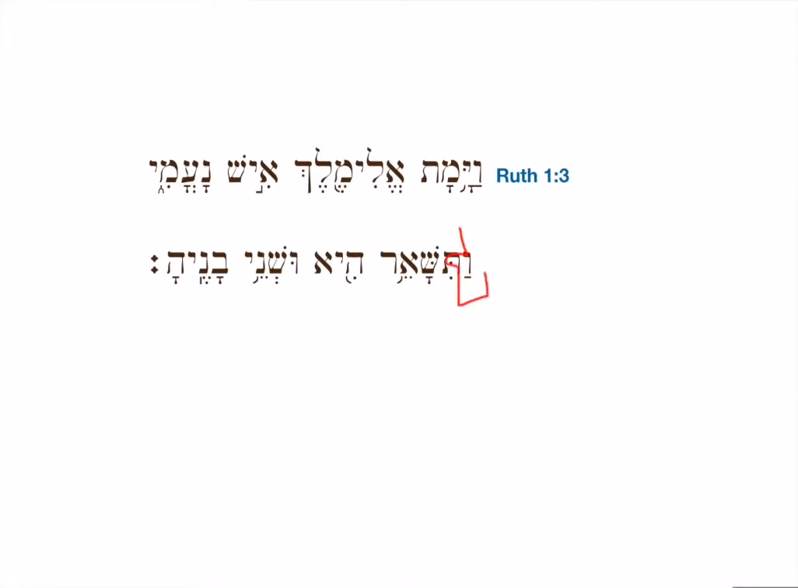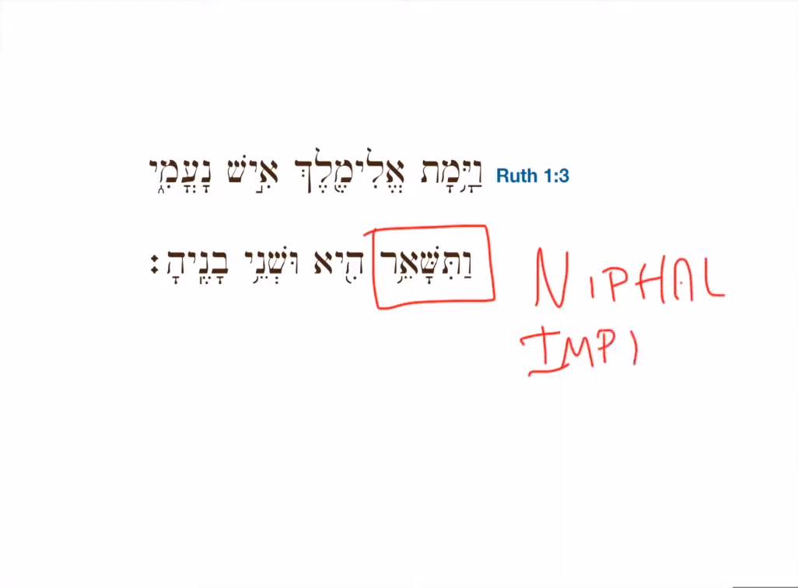We begin the second half with a Vav consecutive form, and so it's moving the narrative right along. We have a verbal clause, verb followed by subject, and you remember that verbal clauses depict action. But what's our verb form? Now we began Ruth 1:3 with a Qal, but in the second half we have a Nifal imperfect. It's a 3FS and it's a Vav consecutive form, and my verb root is sha'ar.